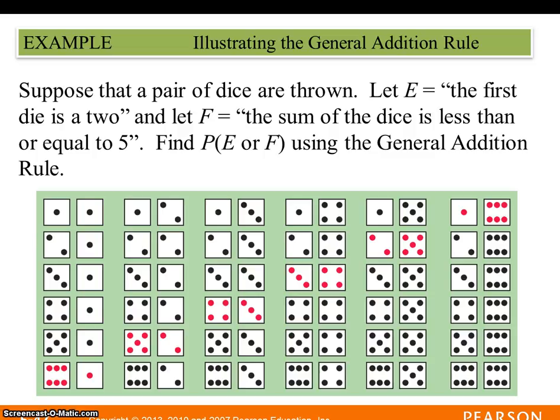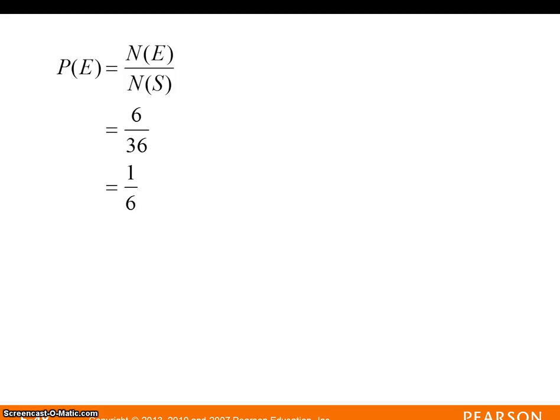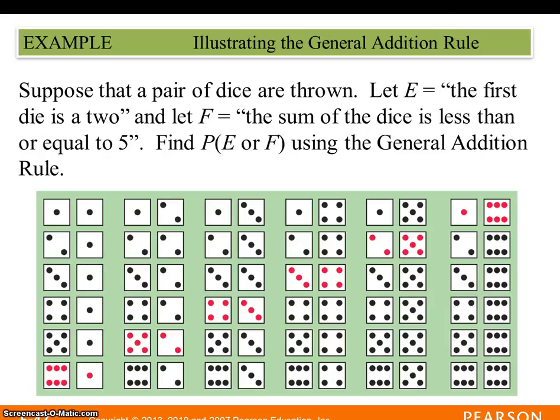Now, if these events were disjoint, you would just simply add them together. But in this case, that's not the case, right? Because you could have the sum of the dice be less than or equal to 5, and the first die also be a 2. So if you count this, the probability of E is 6 out of 36. You can have 6 outcomes where the first die is 2. That would be all the outcomes in this row. And remember, it's just the first die that has to be a 2.